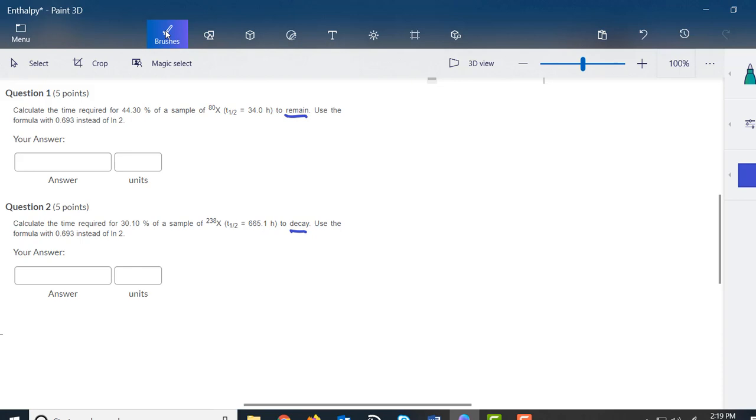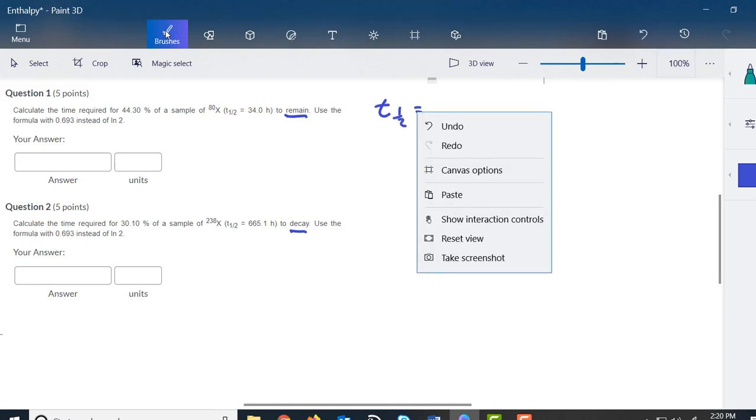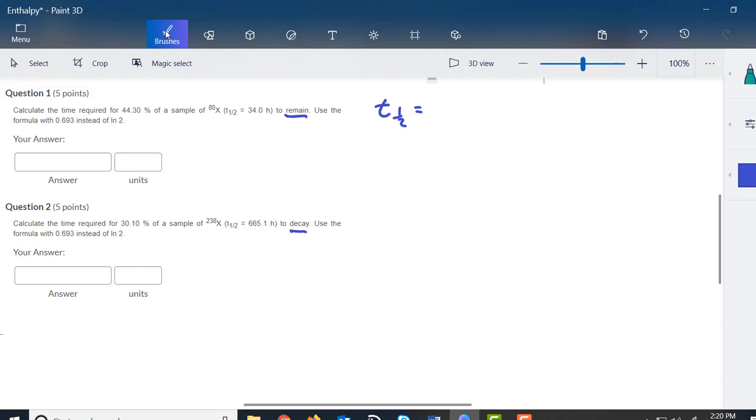In the first one, we need to calculate the K value, and we have an equation here that we'll use. T half is equal to 0.693 divided by K. Now that 0.693 is log 2, essentially, natural log of 2. But in order to make these calculations work out, we'll make it 0.693. So what that means is that K, therefore, will equal 0.693 divided by T half, which means it's 0.693 divided by 34.0 hours.